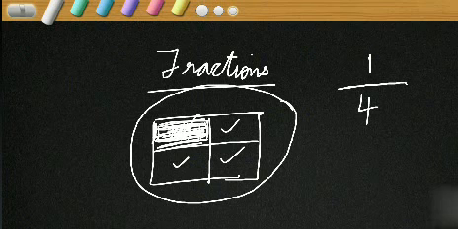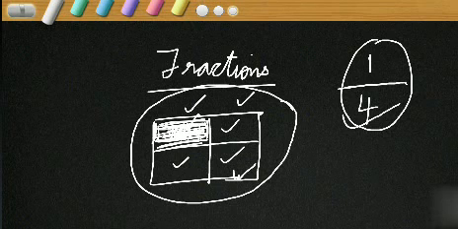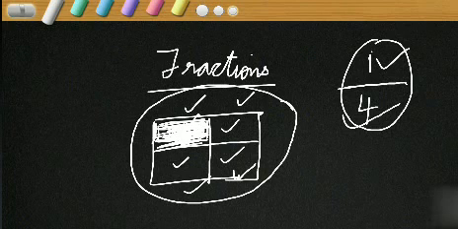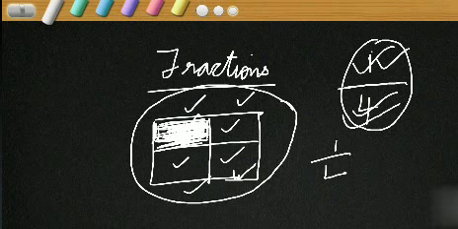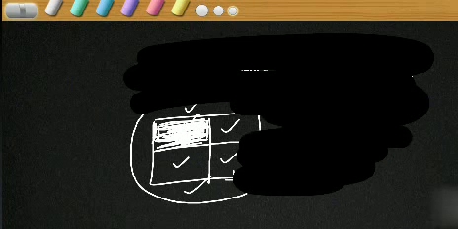What is the meaning of this fraction? The meaning of this fraction is: out of 4 equal parts, first part, second part, third part, fourth part, we have shaded or chosen only one. Out of 4, we choose only one. That is the meaning of the fraction 1 by 4. Understood?